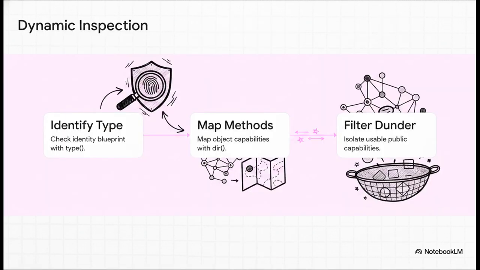We handle this gracefully using a dynamic introspection pipeline. Step 1, we scan it with type, which basically acts like an identity badge scanner, telling us exactly what class blueprint built the object. Step 2, we hand it over to dir, which maps out a full detailed directory of every single attribute and method packed inside. And step 3, we can even filter out those internal double-underscore methods to isolate just the exposed public operational capabilities. Basically, your system can dynamically double-check exactly what a foreign object can do before it even attempts to interact with it.